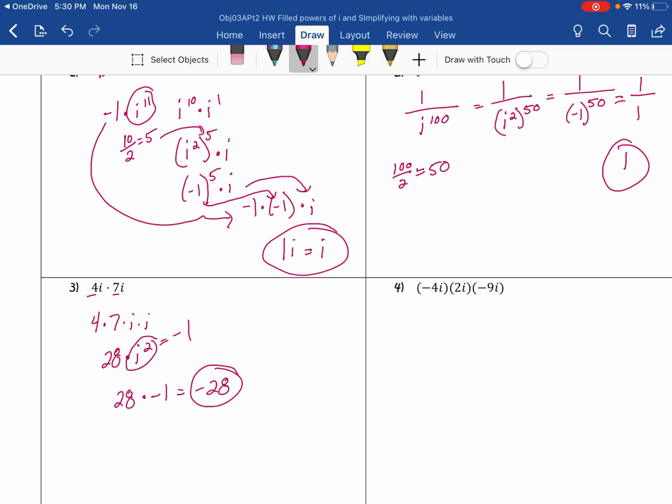That's my answer. This one here, do the same thing, multiply by numbers: negative 4 times 2 times negative 9 times i times i times i. So negative 4 times 2 is negative 8. Negative 8 times 9 is positive 72. That's an i squared times an i. 72, I know i squared is -1. -72i.